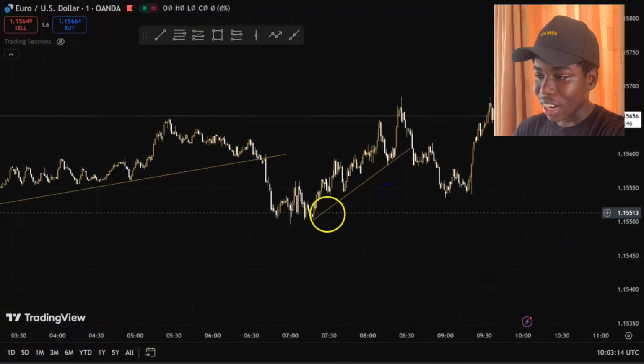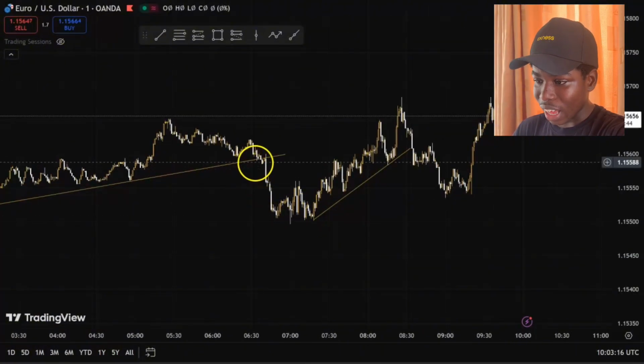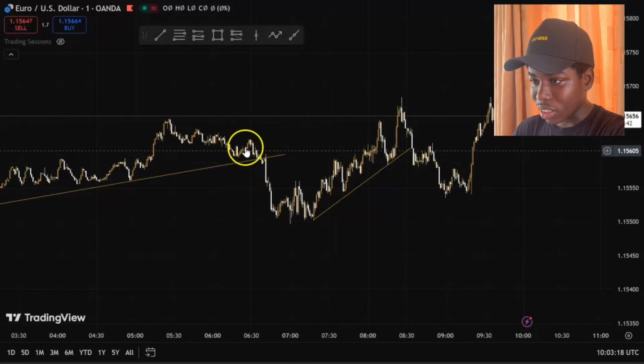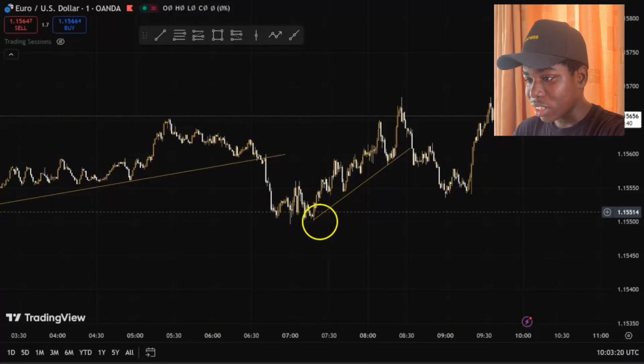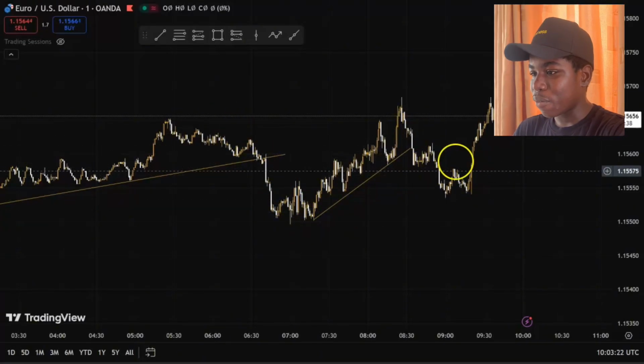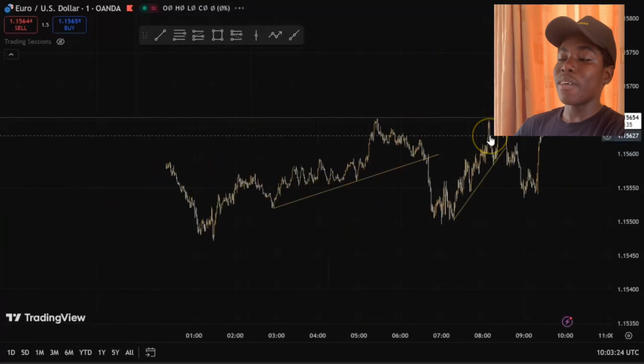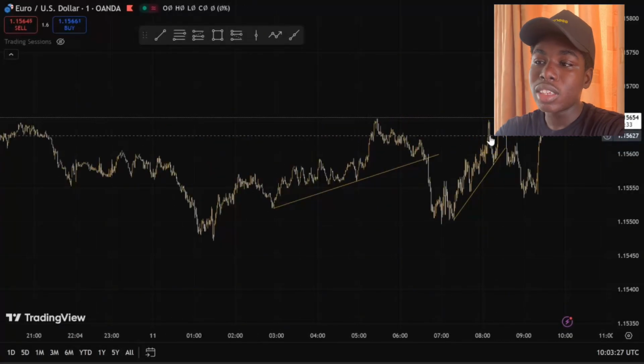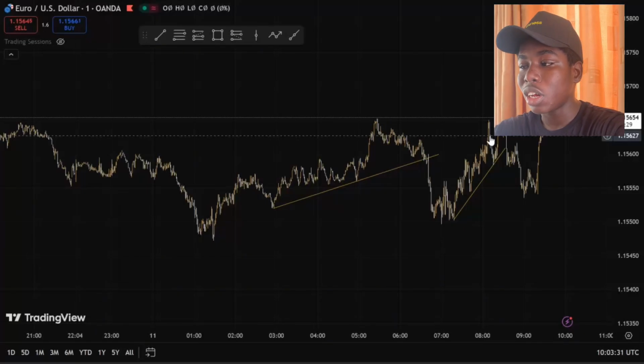You also come and see another one just a few minutes later. You draw a trend line, it fails. So in my opinion, I would say go to the higher time frames, like the 1 hour, the 4 hour, and draw your trend lines from there.